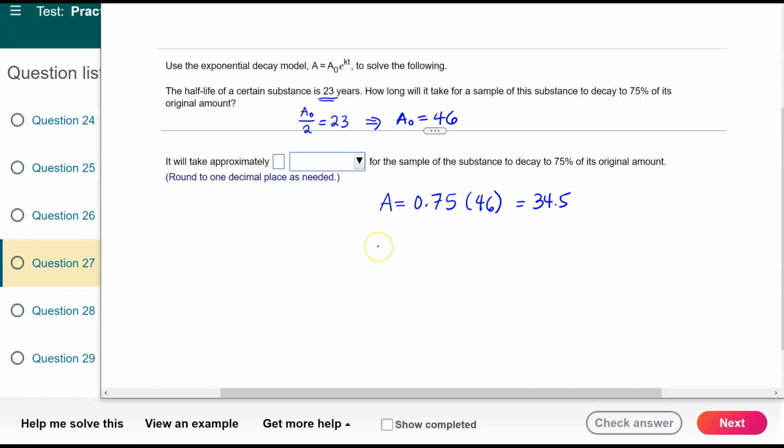So we want to compute for the time, compute for t here when A is equal to 34.5. That is 75% of the original amount. The original amount is 46. We were plugging it into this equation here: e to the k. What is k? We don't know what k is, and we want to compute for t. So how do you compute for k?